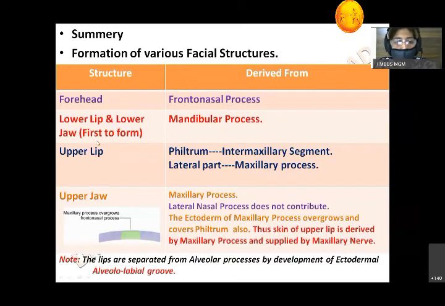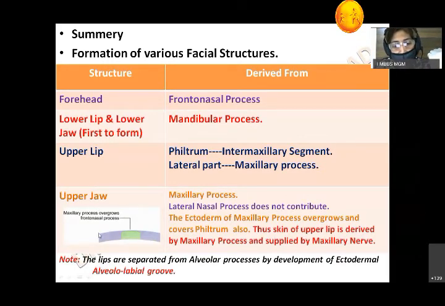Now the important one is the upper lip. Of the upper lip, the lateral part is formed by the maxillary process. And the middle part, I am telling you, the upper lip, is formed by the intermaxillary segment. But the skin over that is formed by the maxillary process only.